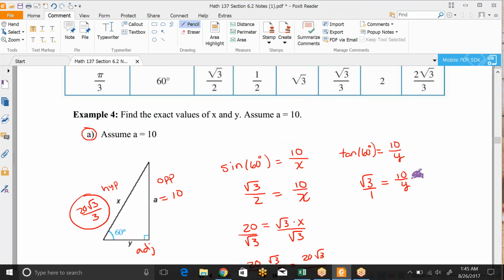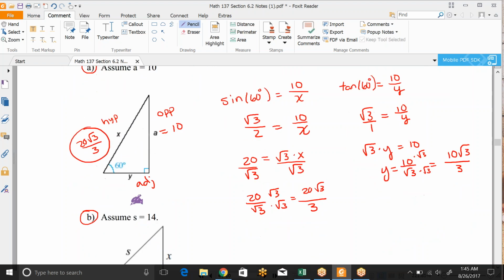So think of that as over 1. We can cross multiply and then divide by square root of 3 again. And then when we rationalize, that would be 10 on the square root of 3 over 3 by multiplying top and bottom by square root of 3. So then this final side right here is 10 square root of 3 over 3.